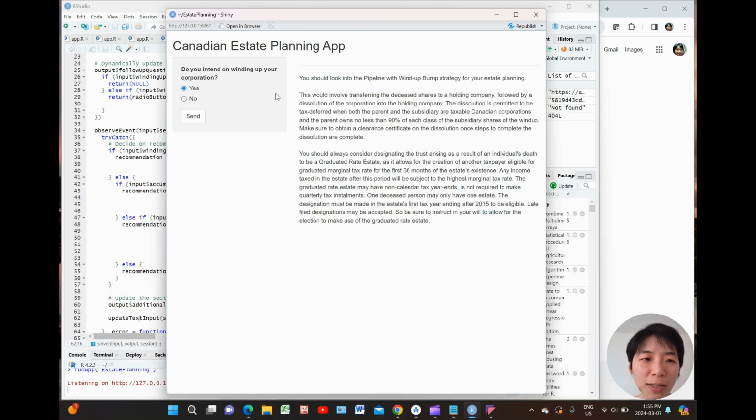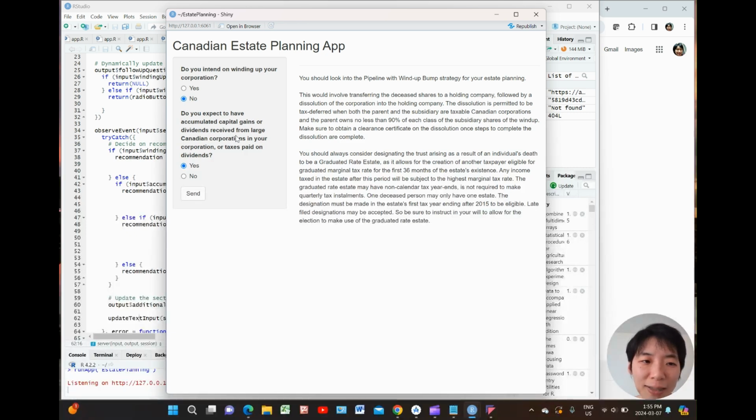The first one is, do you intend on winding up your corporation? And if the user answers yes, then the pipeline with wind up bump strategy is recommended for them. And if they answer no, the next question pops up.